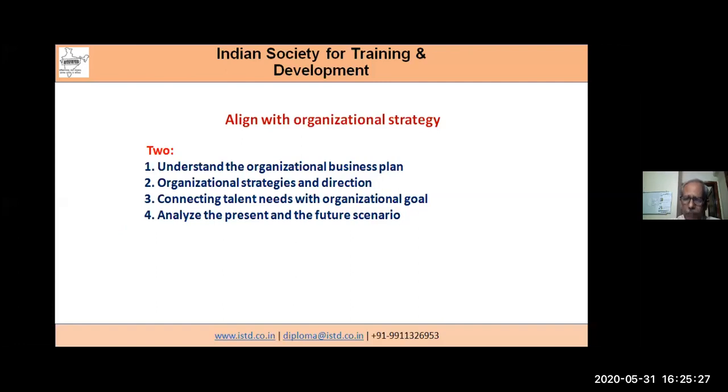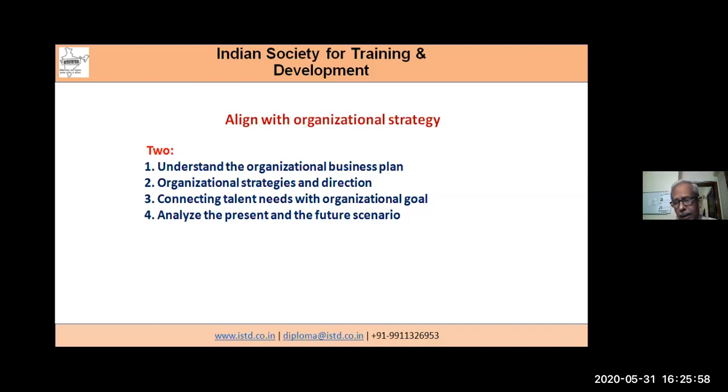What is the business plan? In what way are they going to excel? Are they going to expand? Are they going to increase their product portfolio? Are they going to develop in terms of technology? Are they going to go into newer markets, right? And according to that, every kind of business plan will require a different kind of people, quantitatively and qualitatively. And therefore, they should understand the organizational business plan.